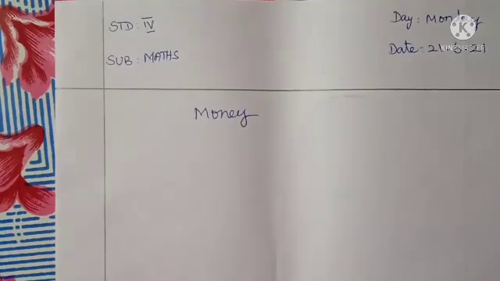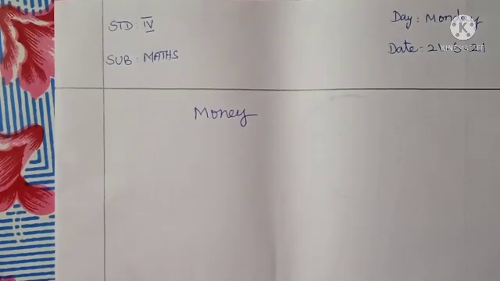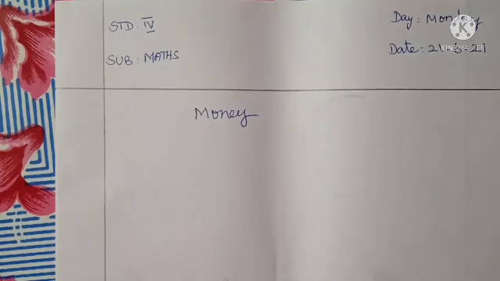In the previous class, we learned about measurement. Measurement has three kinds: length, weight, and capacity. These three kinds of measurement use meters, liters, grams, and kilograms. Next, we will learn about money.